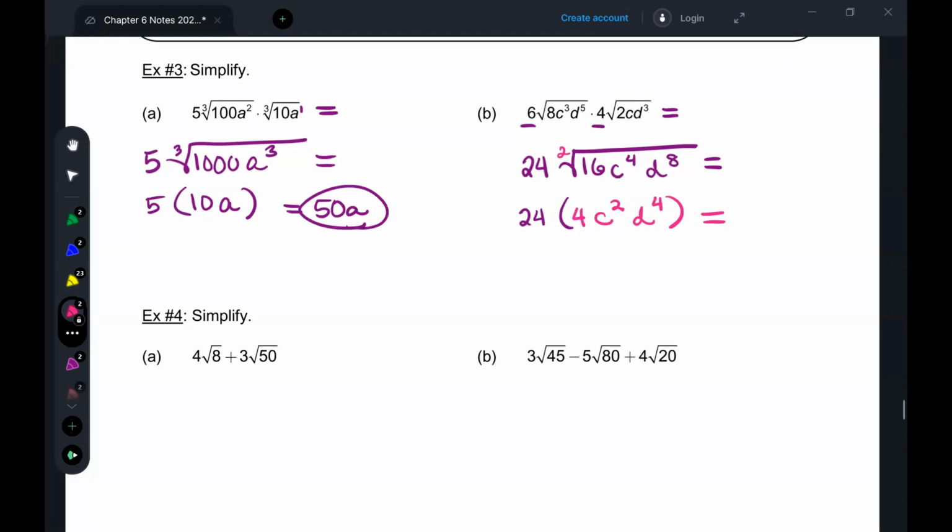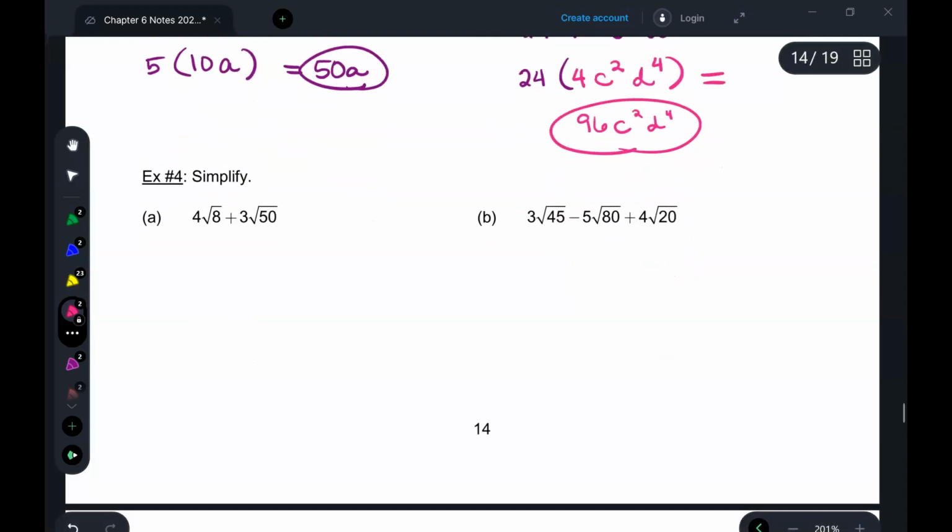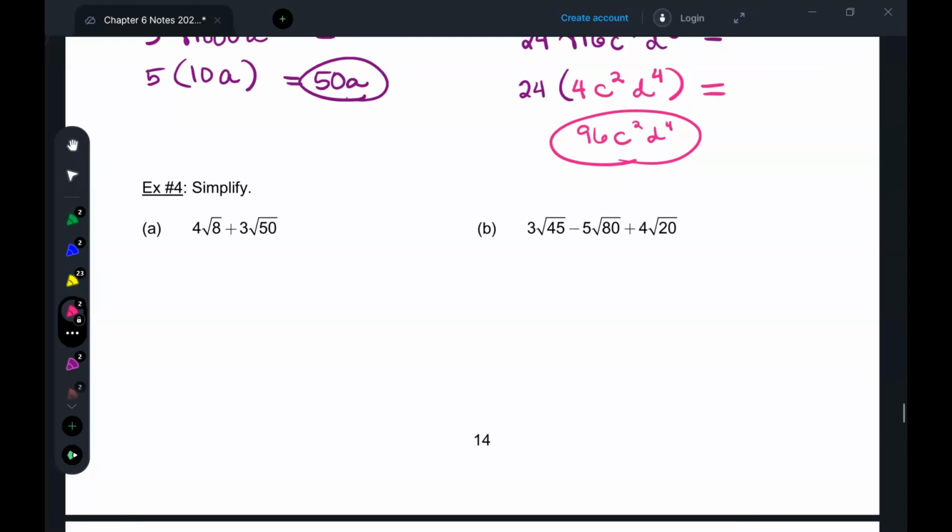Oh. And then do we multiply? Yeah, can we multiply those coefficients? Yes, 24 times 4? 96. 96. You get d to the 4, right? Because 2 goes into d to the 8 four times. Okay. It is? Okay, this is actually review from Algebra 1.